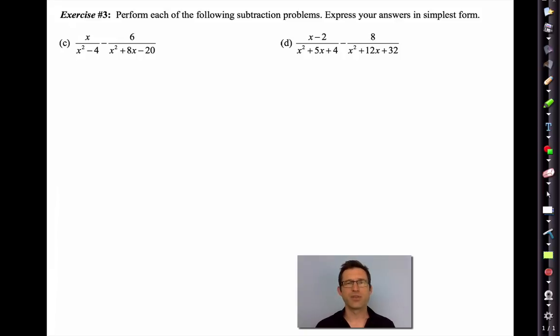All the other skills you're practicing, factoring, getting common denominators, combining expressions, they're all important in their own right. So even if you can't get through, don't get discouraged and give up and not try, all right? You will get stronger at these. Let's do one more together, and then we'll have you do letter D on your own.